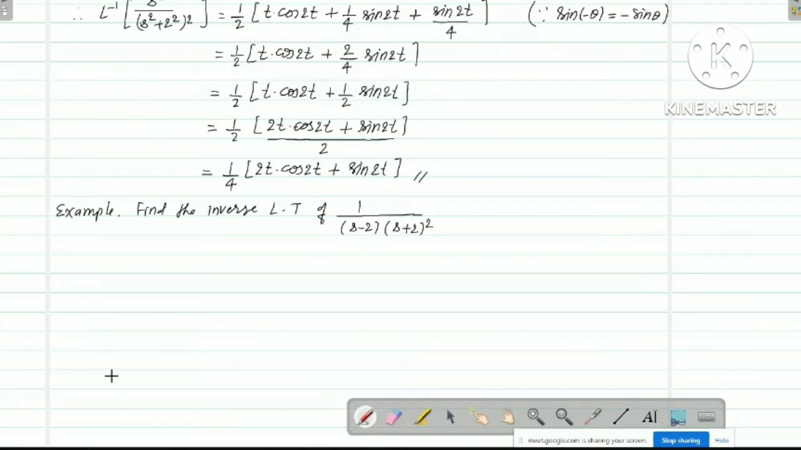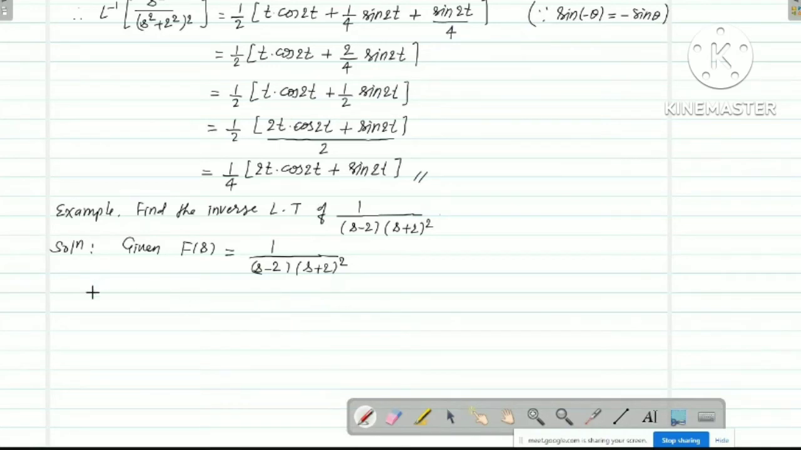In a similar way we will find it. So, the solution of this. We first write down the given function. Given that F(s) is equal to 1 upon (s minus 2) in bracket (s plus 2) the whole square.